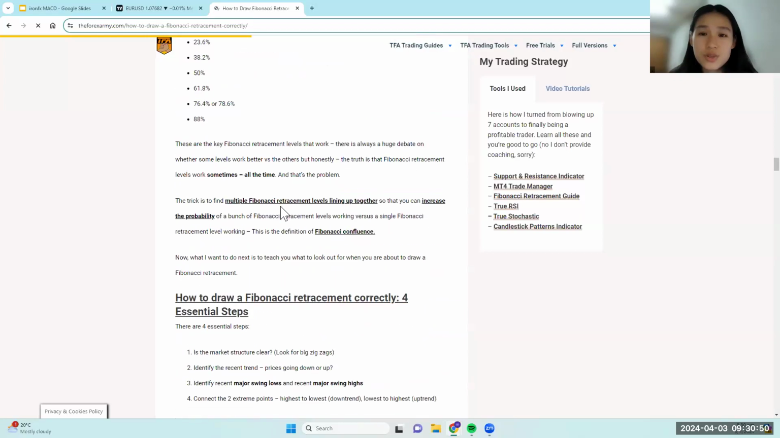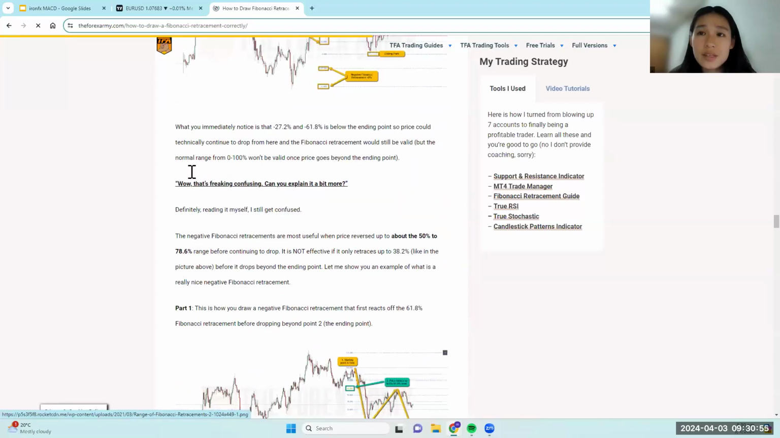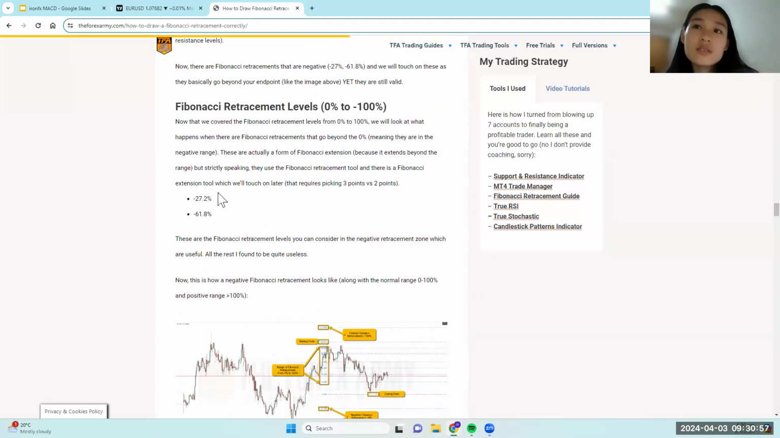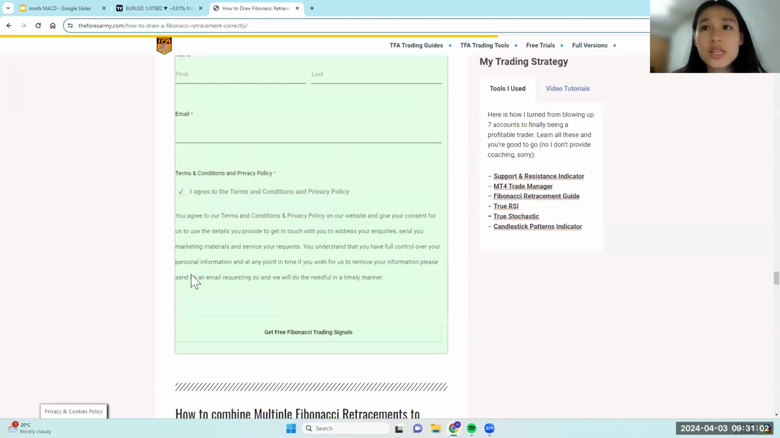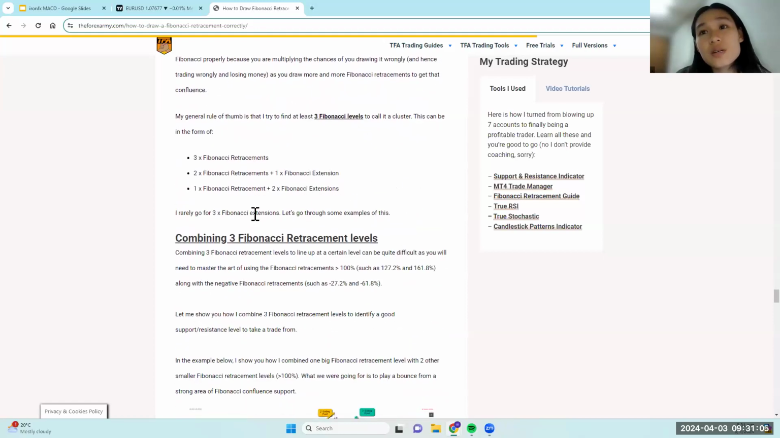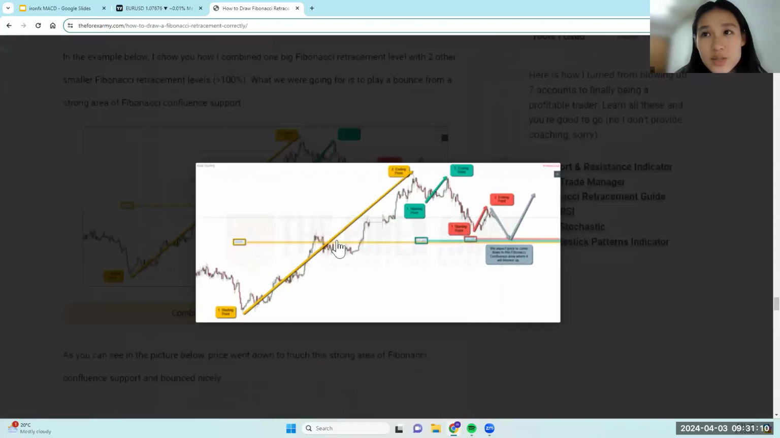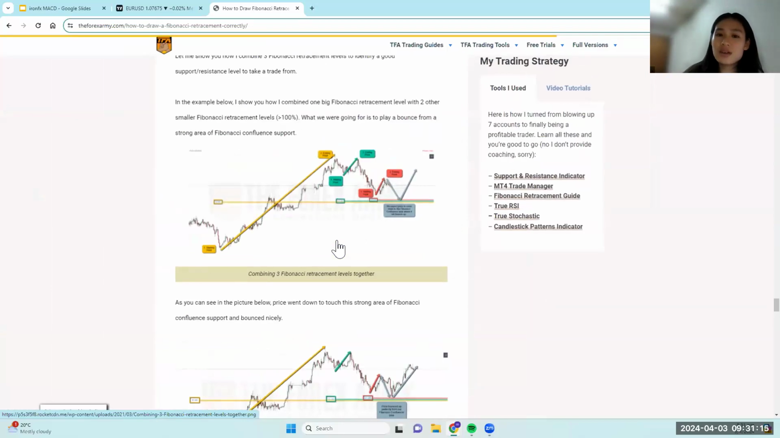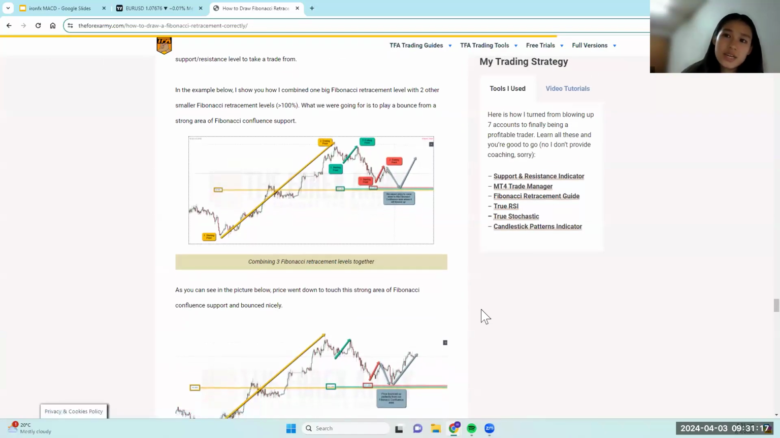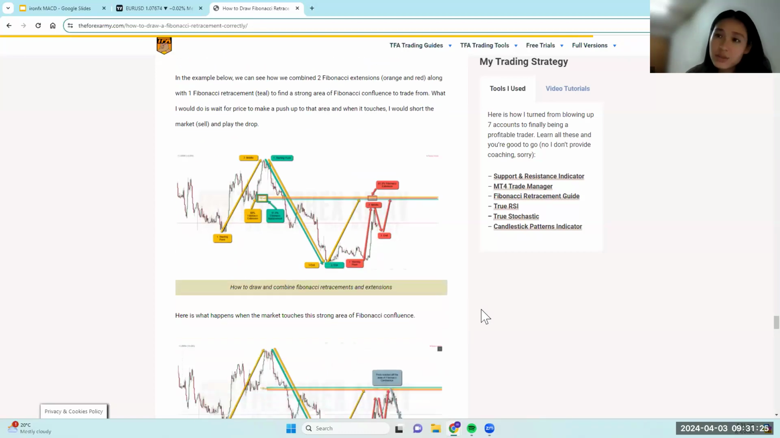So the levels between 0 to 100. But yeah, we also have expansions, which are the negative levels. So you can take a look at those. We also have some examples of a Fibonacci confluence, which I briefly mentioned earlier as well. It's basically when two or more Fibonacci levels line up in the same area. That's a confluence area. And price is likely to be attracted to and react off of those levels.